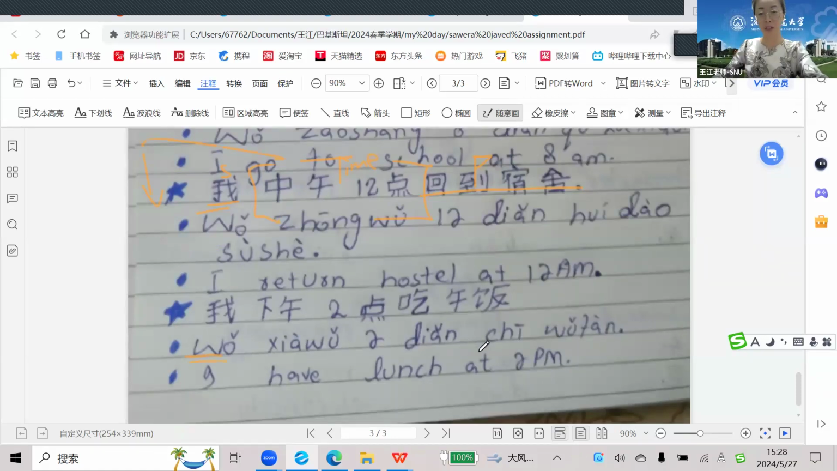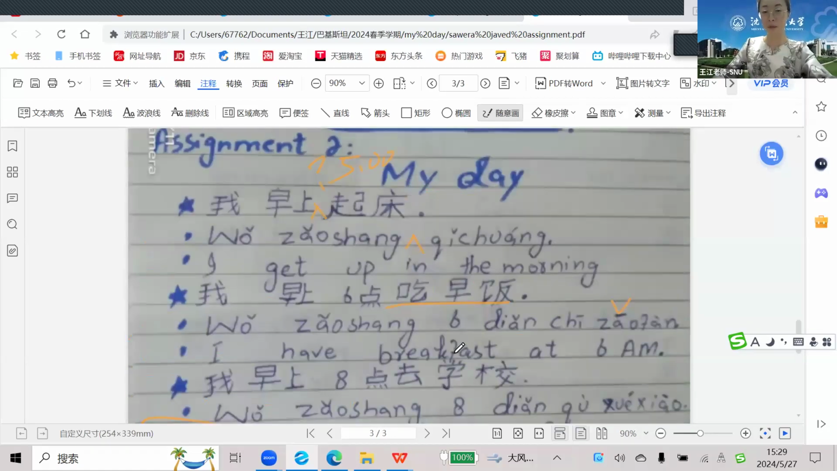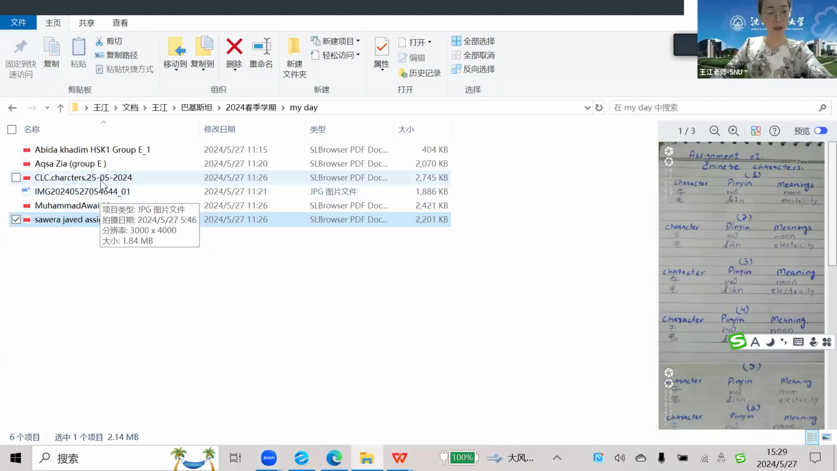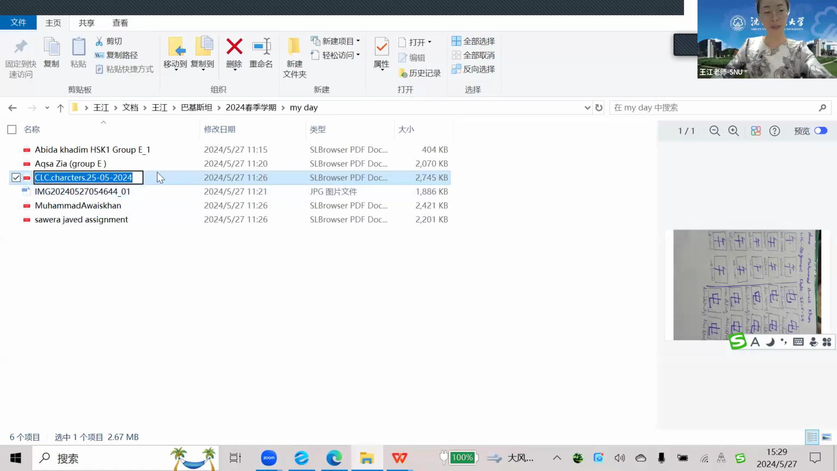Okay, 我下午2点吃午饭. 我 is the subject, 吃午饭 is have lunch, and 下午2点 is the time word. The time word was put behind the subject, or we can also put the time word before the subject. Okay, so I have my lunch at 2 o'clock in the afternoon. It's well done. Let's see another student's assignment and see if there are any mistakes.